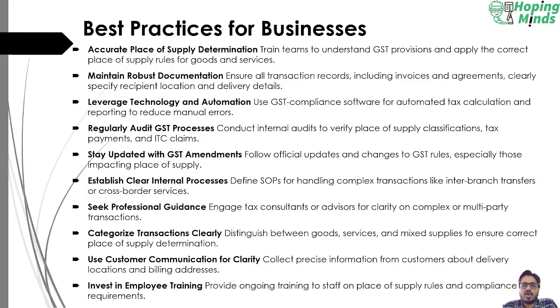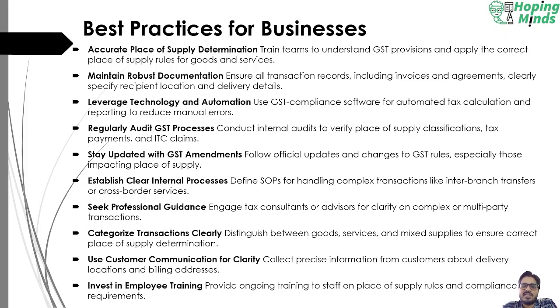Then maintain robust documentation: ensure all transaction records including invoices and agreements along with contracts clearly specify recipient location and delivery details. Then leverage technology and automation. Use GST compliance software for updated tax calculation and reporting to reduce the manual intervention and manual errors. Then regularly audit GST process, conduct internal audits to verify place of supply classification, tax payments and input tax credit claims.